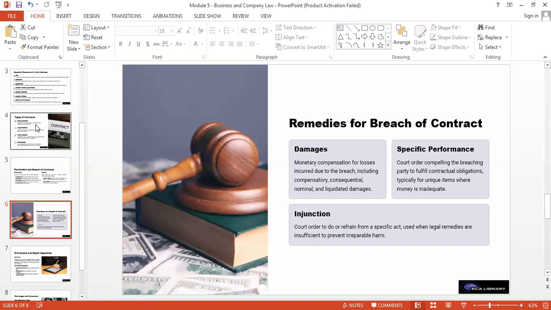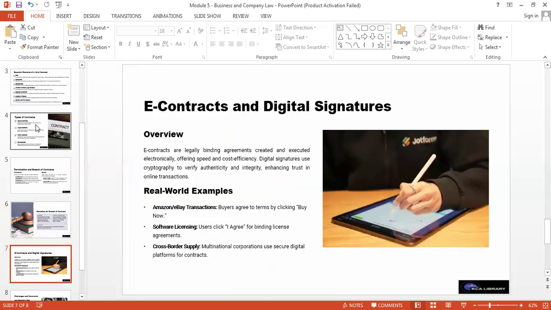What are the remedies for breach of contract? As per damages, monetary compensation for losses incurred due to the breach, including compensatory, consequential, nominal, and liquidated damages. Also, for specific performance, a court order compelling the breaching party to fulfill contractual obligations, typically for unique items where money is inadequate. And for injunction, this is a court order to do or refrain from a specific act, used when legal remedies are insufficient to prevent irreparable harm.